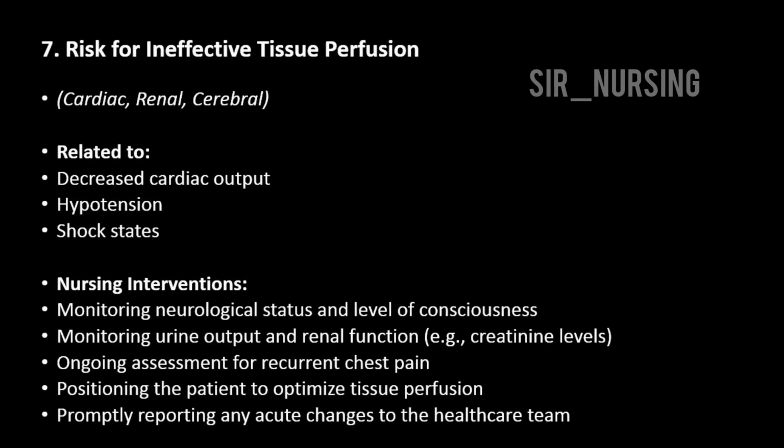7. Risk for ineffective tissue perfusion, cardiac, renal, cerebral, related to decreased cardiac output, hypotension, shock states. Nursing interventions: monitoring neurological status and level of consciousness, monitoring urine output and renal function, e.g., creatinine levels, ongoing assessment for recurrent chest pain, positioning the patient to optimize tissue perfusion, promptly reporting any acute changes to the healthcare team.